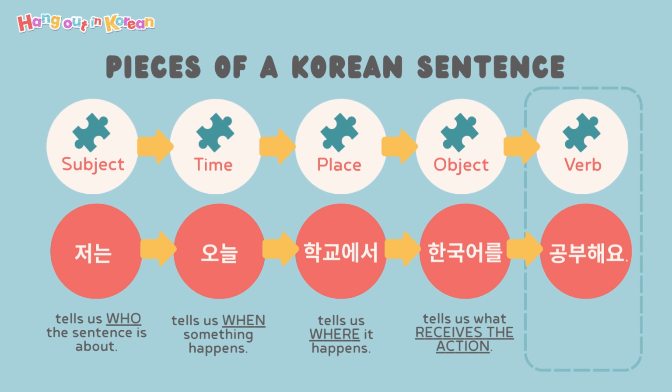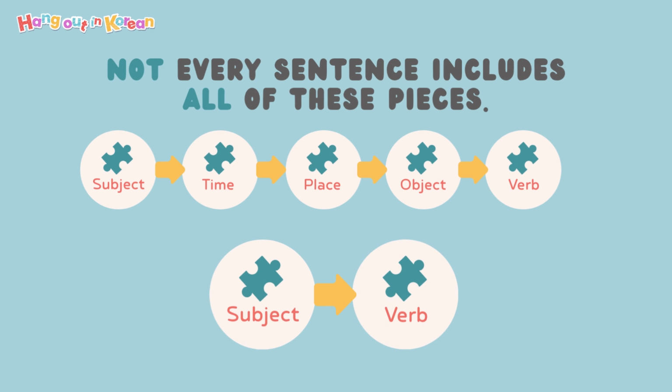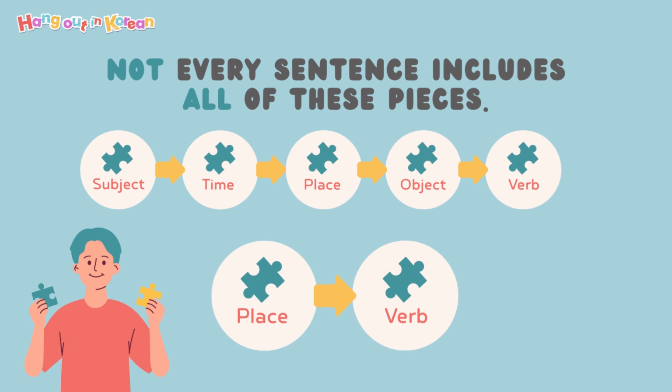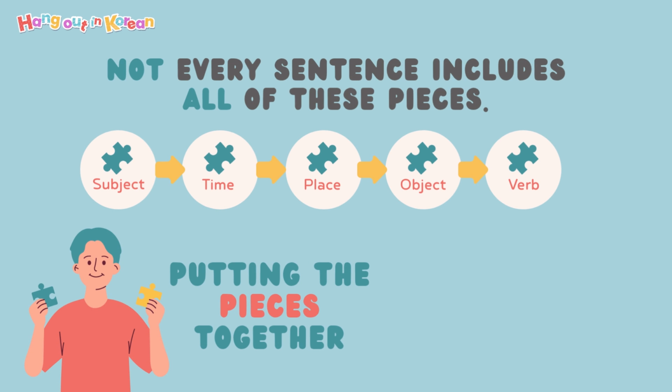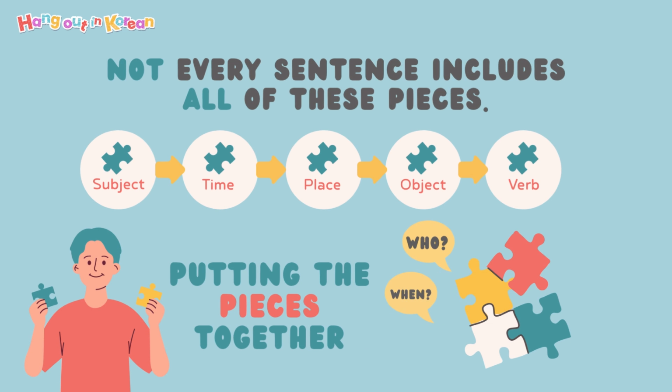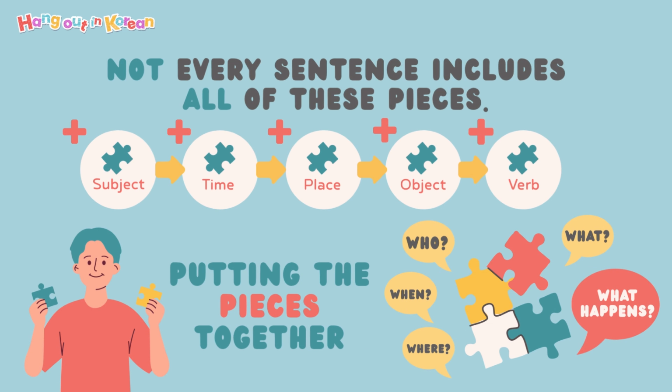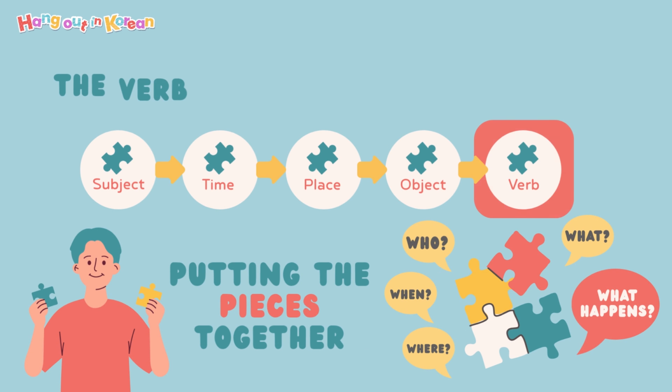Not every sentence includes all of these pieces. Sometimes you'll only have a subject and a verb. Sometimes a sentence might only have a place and a verb. The important thing is understanding that Korean sentences are built by putting these pieces together. You can almost think of it like putting together a puzzle. Each piece adds another bit of information. Who, when, where, what. Then finally, what happens? As you add more pieces, the sentence becomes more complete. And no matter how many pieces you add, the verb usually stays at the end.